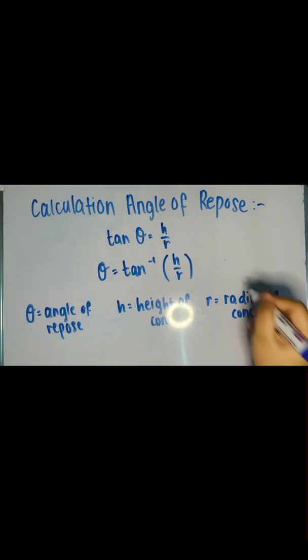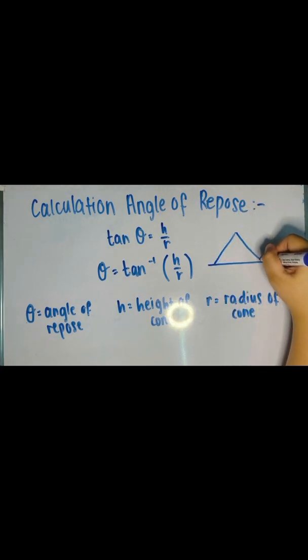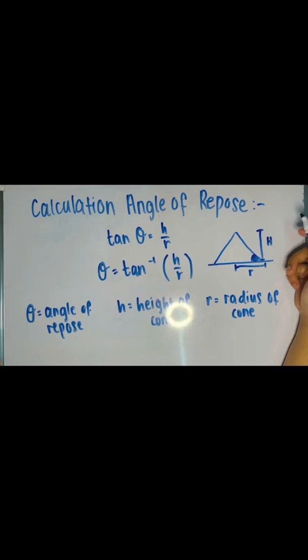So from the experiment, we will have a cone of powdered drug, and we need to identify the height. The height, h, is from the tip of the powder to the bottom surface. Meanwhile, the radius is from the middle point of the cone to the end. And we will have the angle of repose. So angle of repose is the maximum angle that can be obtained between the standing surface of the powder heap and the horizontal plane.